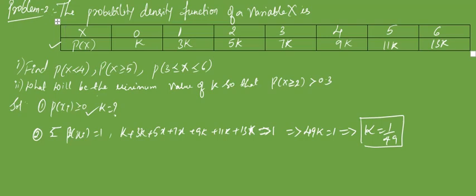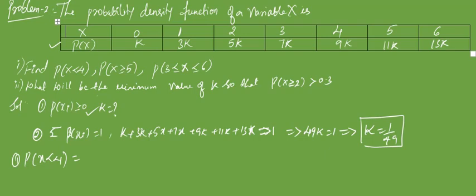Now both x and p of x form the probability density function, and it is a discrete system. Once this is done, the next step is finding the value of probability of x less than 4. For this you need to carefully observe the table. The value less than 4, so 5 and 6 will not be included, and 4 also will not be included.